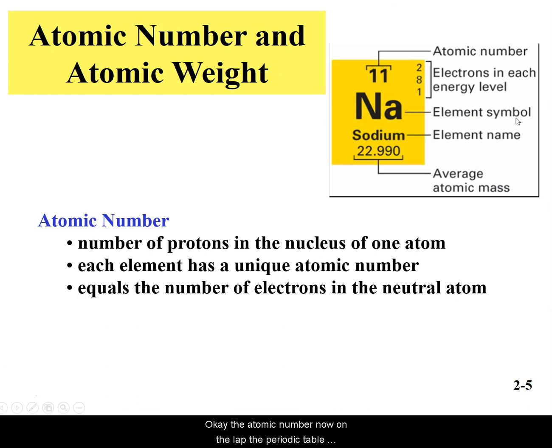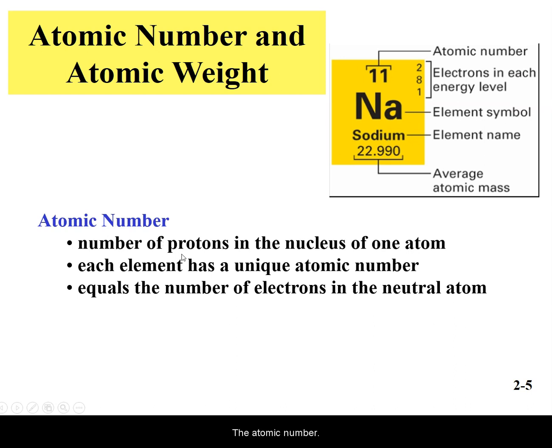Okay, the atomic number. Now on the periodic table we just looked at, this atomic number was over in this corner. So you're going to see different types of periodic tables. Just be aware of that. And for this periodic table, your atomic number would be more centered. So the atomic number is 11. The element symbol is capital N, little a, and this is sodium.